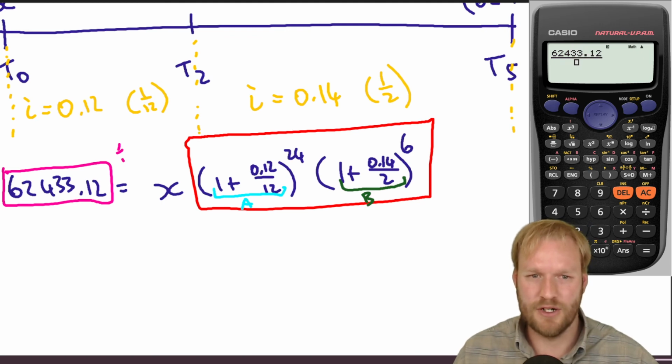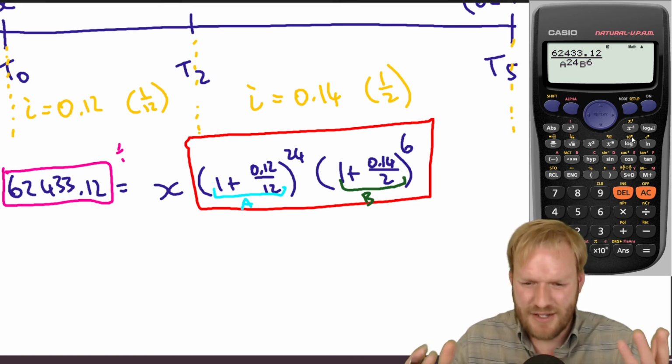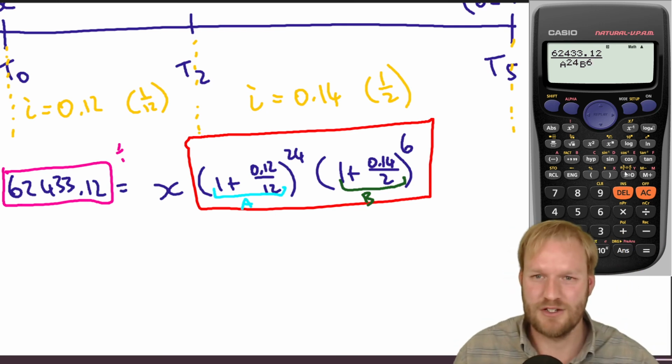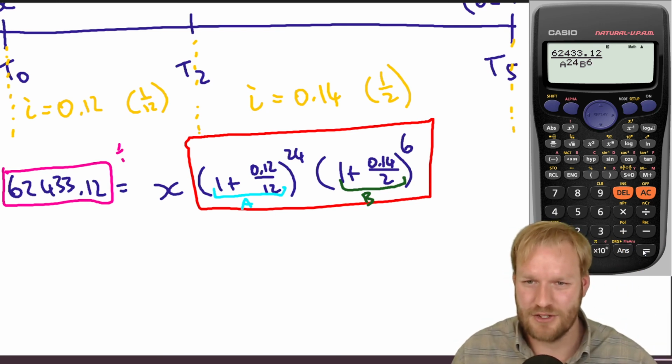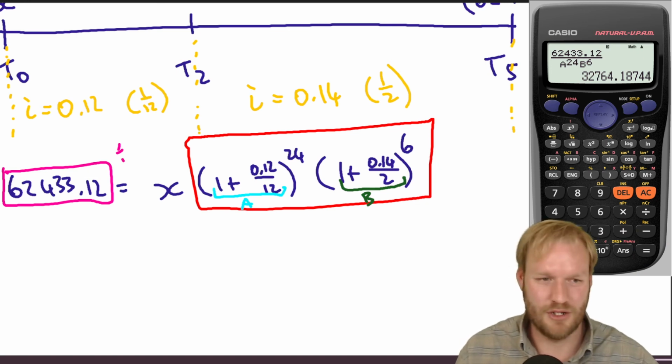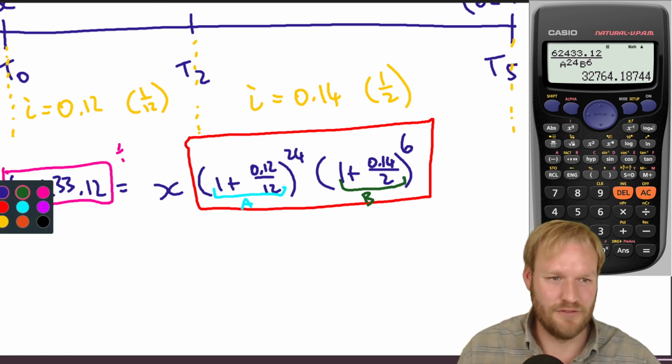62,433.12. Now I want to divide it by A to the 24, B to the power of 6. I can see in my calculator up here that I can just keep track of that. So that's my thinking for that. If I go equals, I get 32,000 blah blah blah. So that's our value of X.